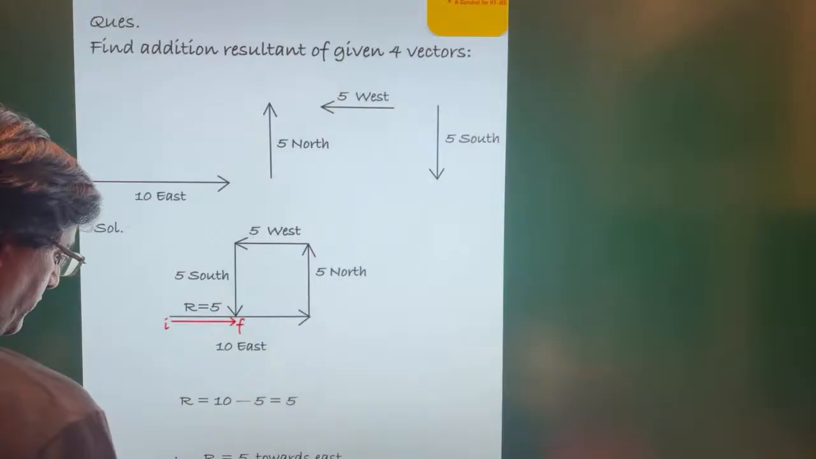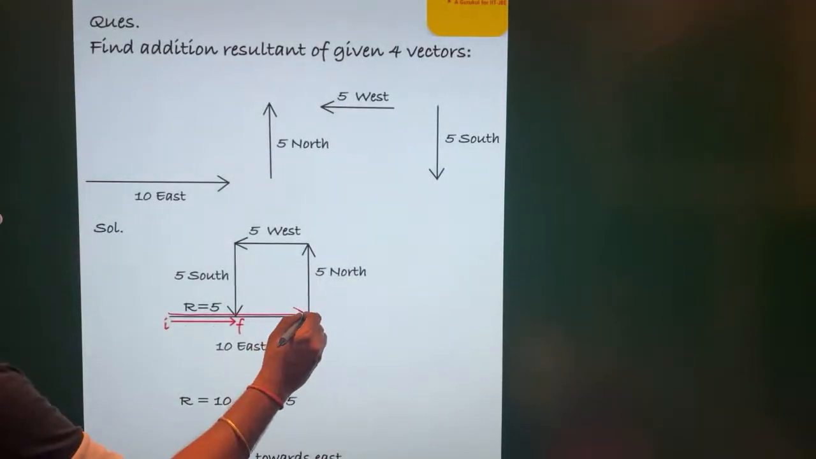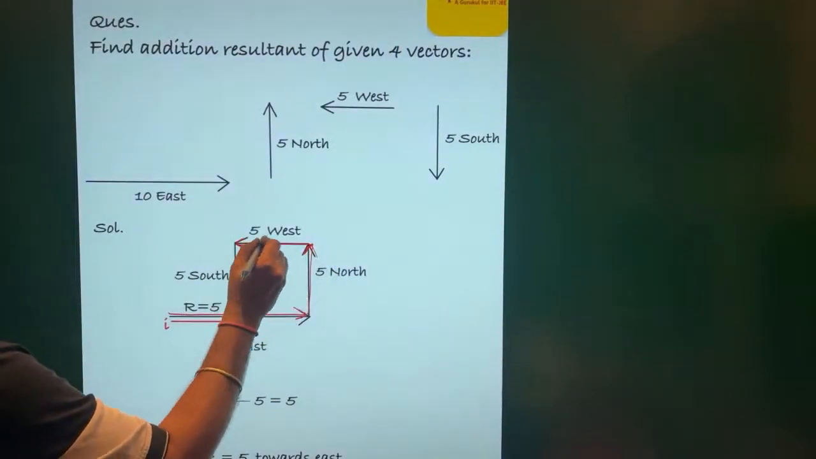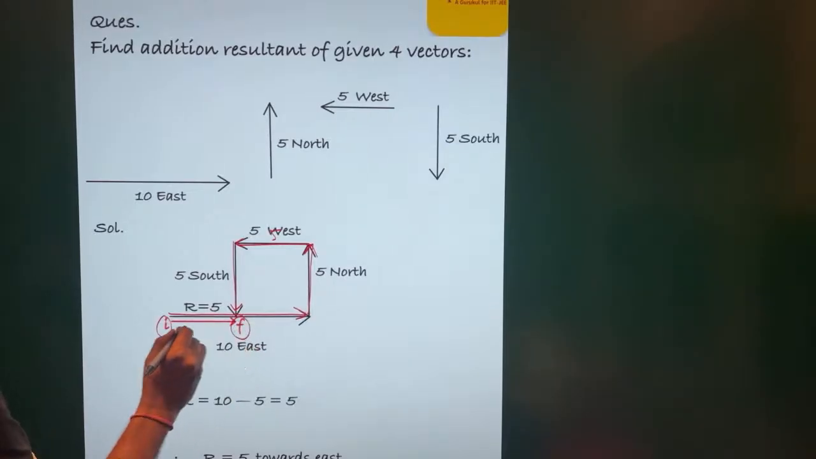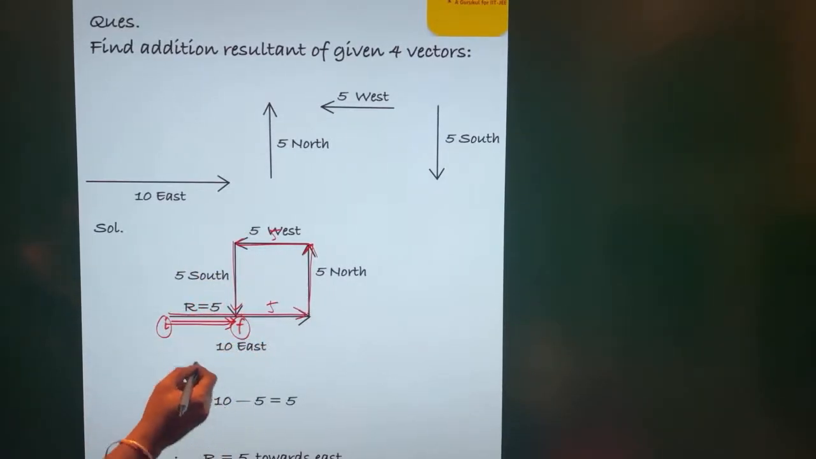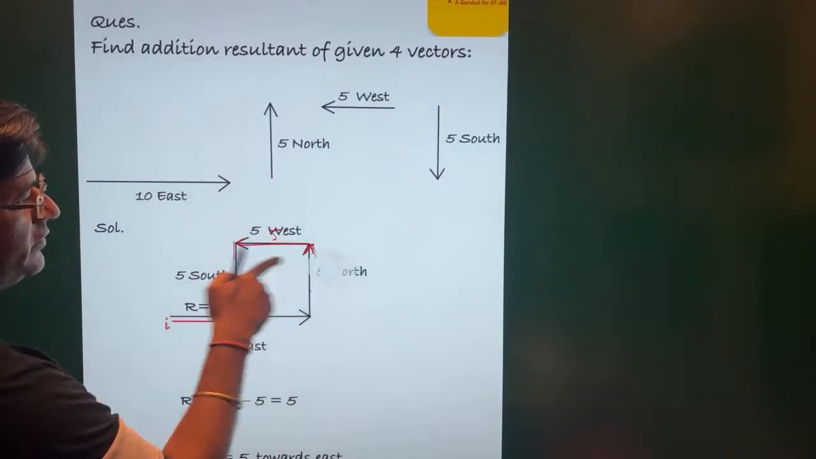So here we are getting 10, then 5, then 5 west, then 5 south. This is the starting point, this is the final point, this will be the R vector, and this is 5, so it is still 5, so the remaining is 10 minus 5, that is 5. So it is 10 minus 5, that is 5 towards east. So this will be the answer. Clear?